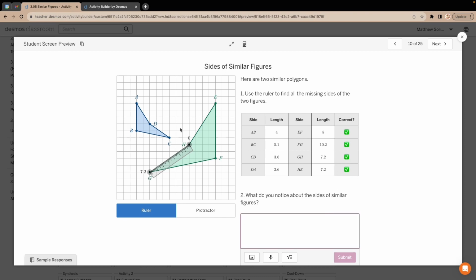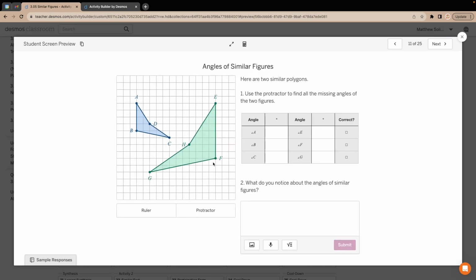And then what do you notice about the sides of the similar figures? For AB, it was 4. EF was 8. That's twice as big. 5.1 for BC, 10.2, that's twice as big. 3.6, 7.2, twice as big. So every side was multiplied by 2. They're all multiplied by the same scale factor. So the sides of similar figures are just multiplied by the same scale factor, and they're all multiplied by the same number.